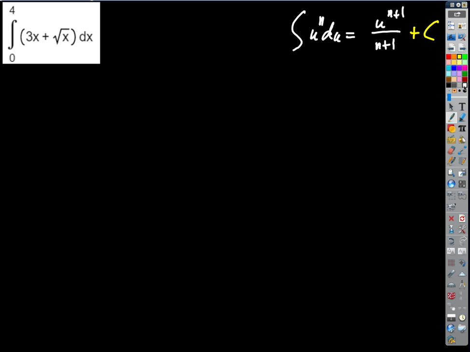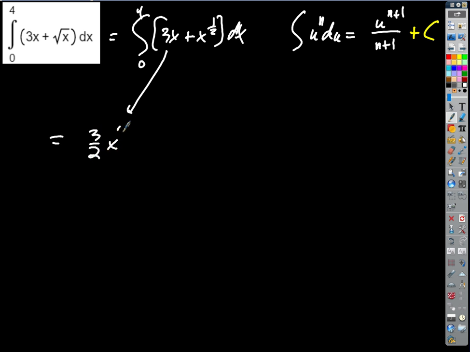So we'd have to rewrite this thing as the integral of 3x plus x to the 1/2 dx, and what do we get? Well, you already told me that the antiderivative of x is x squared over 2, so I'm going to get 3/2 x squared, right? What's the antiderivative of x to the 1/2? 2 thirds x to the 3/2. Okay, does that make sense? X to the 3/2 over 3/2, which means times 2 thirds.